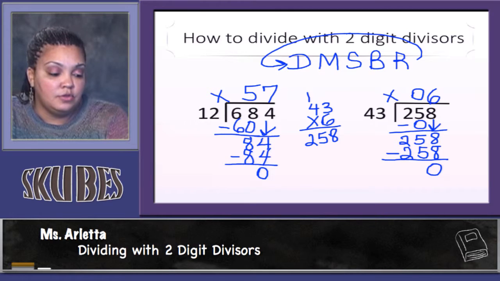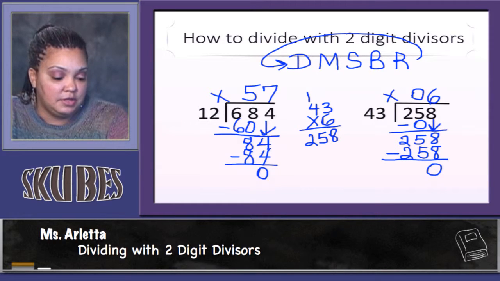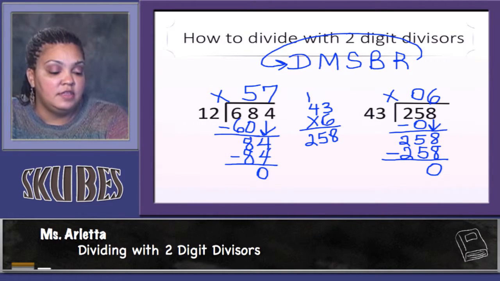Do you see anything else to bring down in your dividend? There's nothing else to bring down in your dividend, and you see 0 down at the bottom, so we know we are done. And our quotient in this problem is 6. Our quotient, once again, is the answer to that division problem.